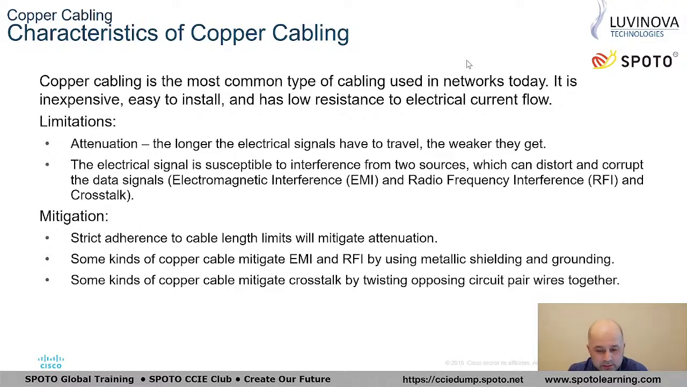Also, the electrical signal is susceptible to interference from two sources, which can distort or corrupt the data signal. One is EMI, electromagnetic interference, and the other is RFI, radio frequency interference. Those cables are affected by that, and the signal can be distorted. Mitigation: strict adherence to the cable length limits will mitigate attenuation. Some kinds of copper cabling mitigate EMI and RFI using metallic shielding. So some copper cabling has shields inside to prevent this distortion.